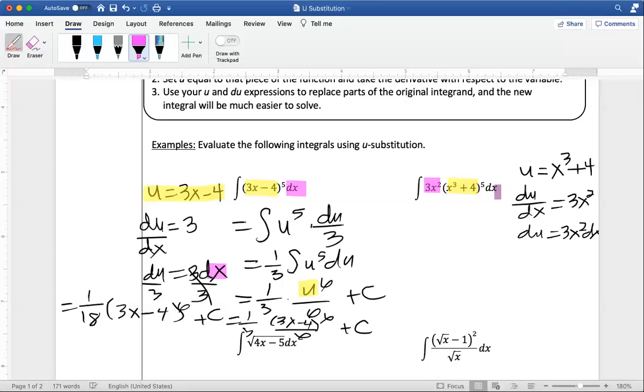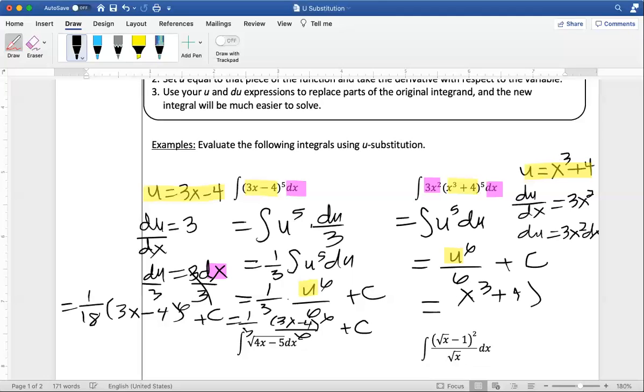So all of this 3x squared dx is going to be part of my du. So when I rewrite this integral, I have this u to the 5th, and then all that purple stuff, that 3x squared dx, is my du. And I'm just going to integrate just like I did. Add 1 to the power, divide by the new power. And then at the very end, my last step is to substitute back in. So sometimes you won't have to do any extra work like we did in the last problem. X to the 3rd plus 4 to the 6th divided by 6 plus c.